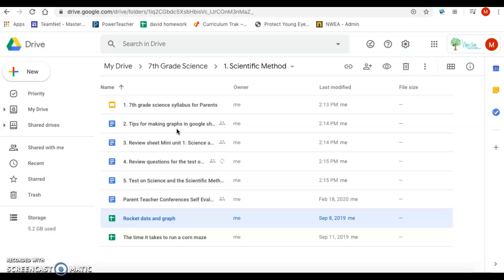But yeah, so that would be my suggestion for the first unit. Shorter unit, but it's really important just seeing what science is.